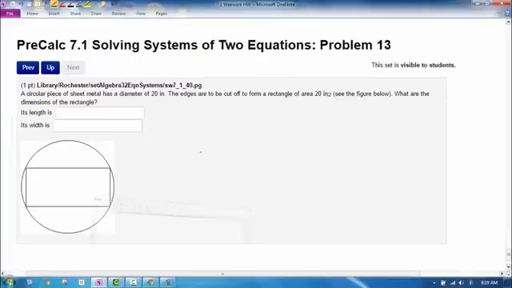All right, then the last problem, a circular piece of metal has a diameter of, well, I'm going to draw the diameter in like this because it goes through the center right there. Splits this rectangle into 2 equal parts. And then it says the edges are to be cut off to form a rectangle of area. So I'm going to call this L, I'll call this W. The area then, L times W, is 20. And they want to know the dimensions. Well, I can write in a second equation because I have the Pythagorean theorem for this right triangle. So I could do L squared plus W squared equals 20 squared.